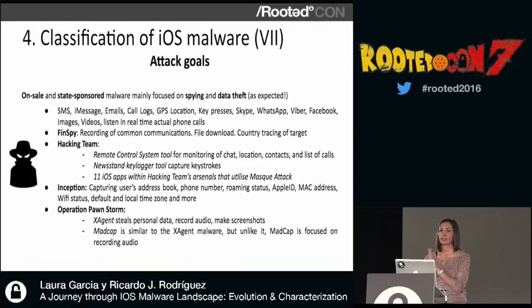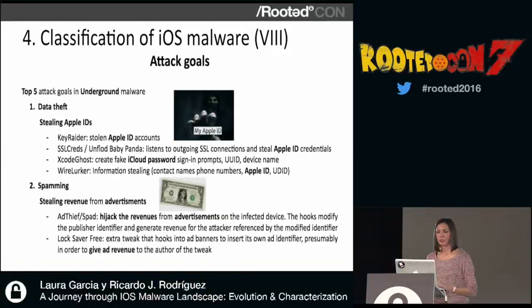And in Operation Pawn Storm, the targets were military contractors and diplomats from the United States and their allies, with solutions for jailbroken devices and non-jailbroken devices, focused on stealing personal information, recording personal calls, taking screenshots, and so on.